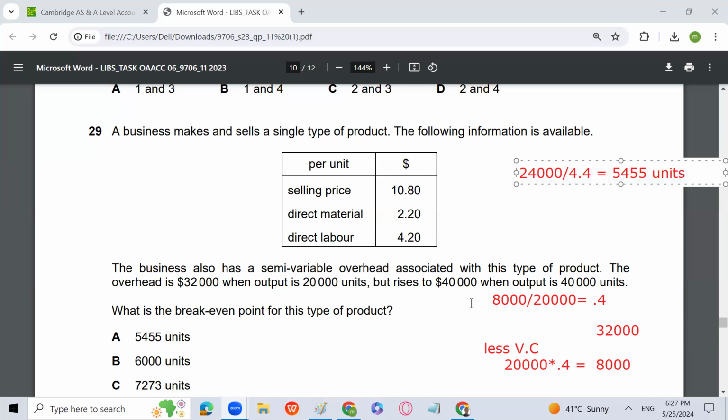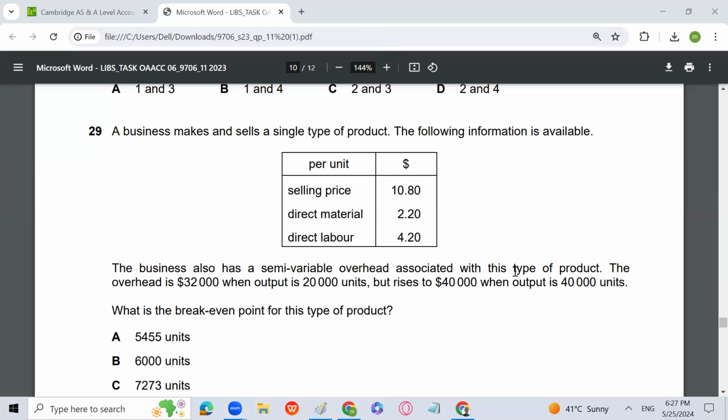But you can use any of these two points. If you take 40,000, then 40,000 into 0.4 is 16,000, and 40,000 dollars is the total cost minus 16,000. You will get again the fixed cost as the same, that will be 24,000. So this is how we have calculated it.